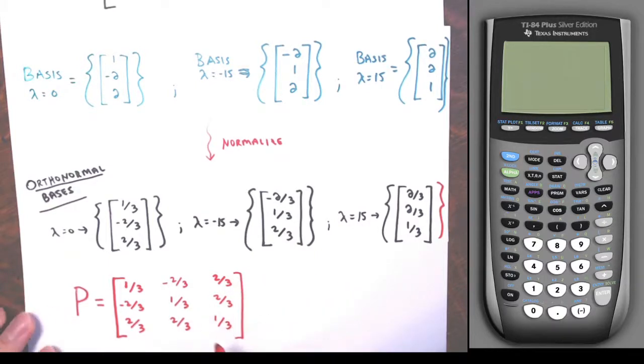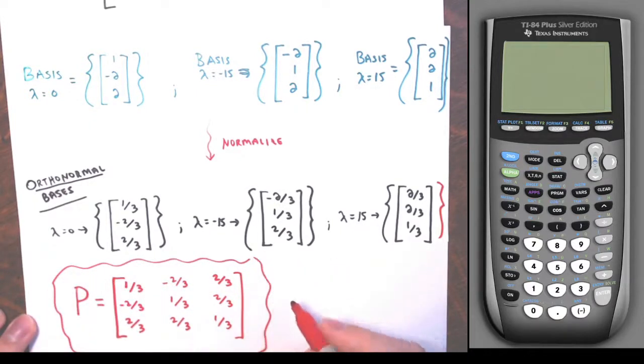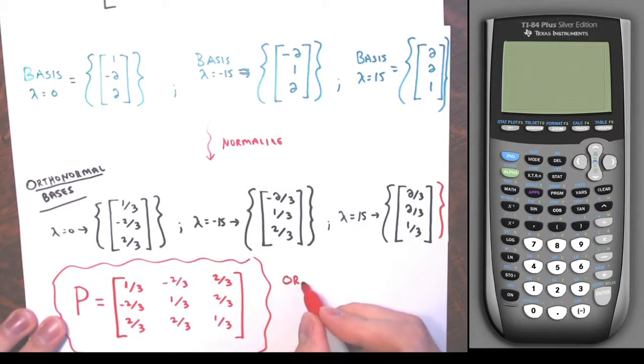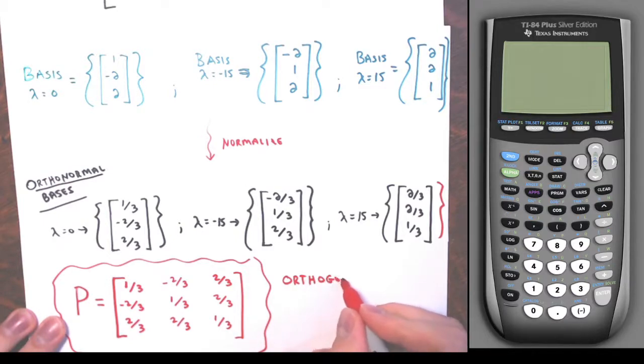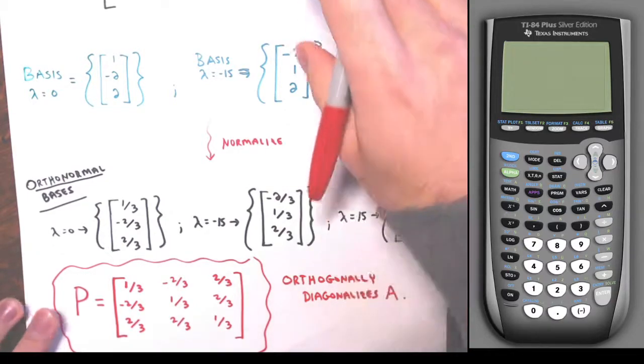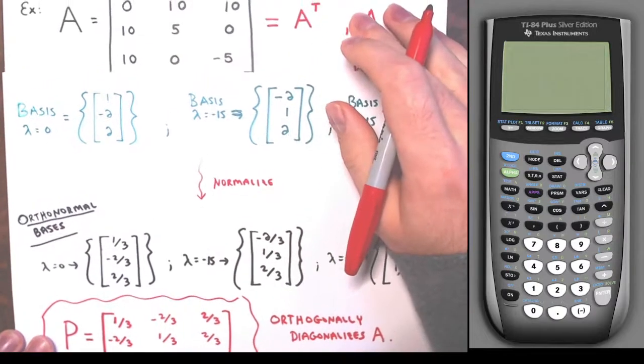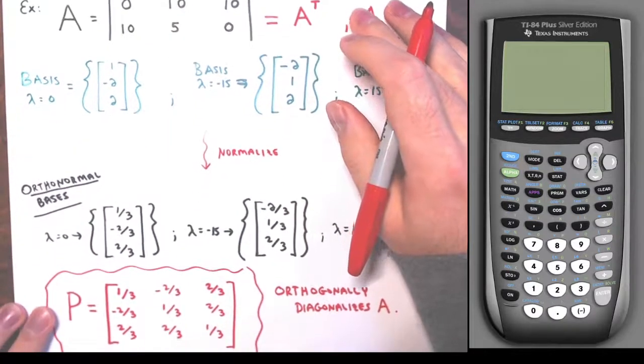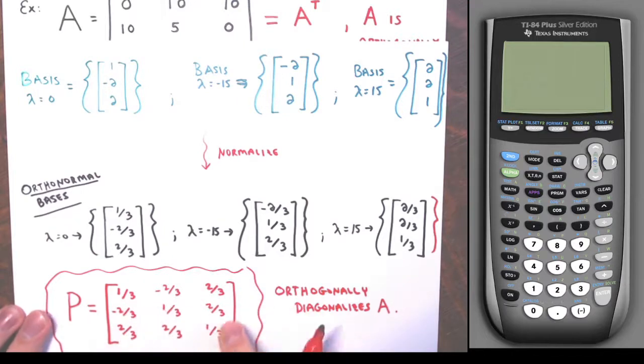Okay. This, if I did everything correctly, should orthogonally diagonalize matrix A. Alright, now I'll leave it to you to verify this time. Okay, so copy this down, this matrix P I just created.